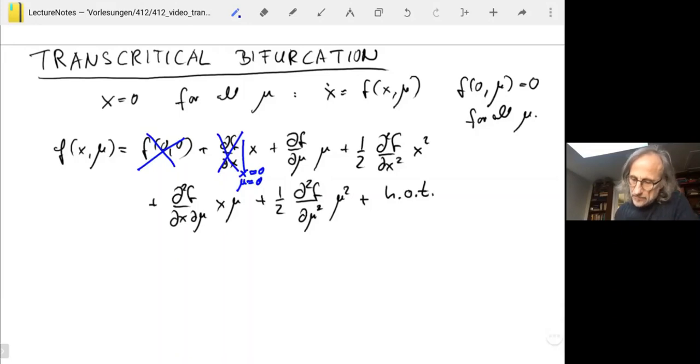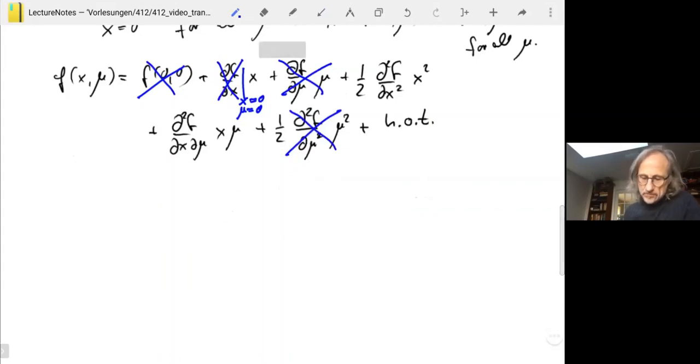Well, if f of 0 vanishes for all values of mu, then we also have to have that the derivative of f with respect to mu must be 0 whenever x is 0, because f is 0 for all values of mu if x is 0. So that means that this guy is 0, and the second derivative is 0 as well. So then we can, again, solve for x if we feel like it, but let me now write down the evolution equation we get in the vicinity of that bifurcation point.